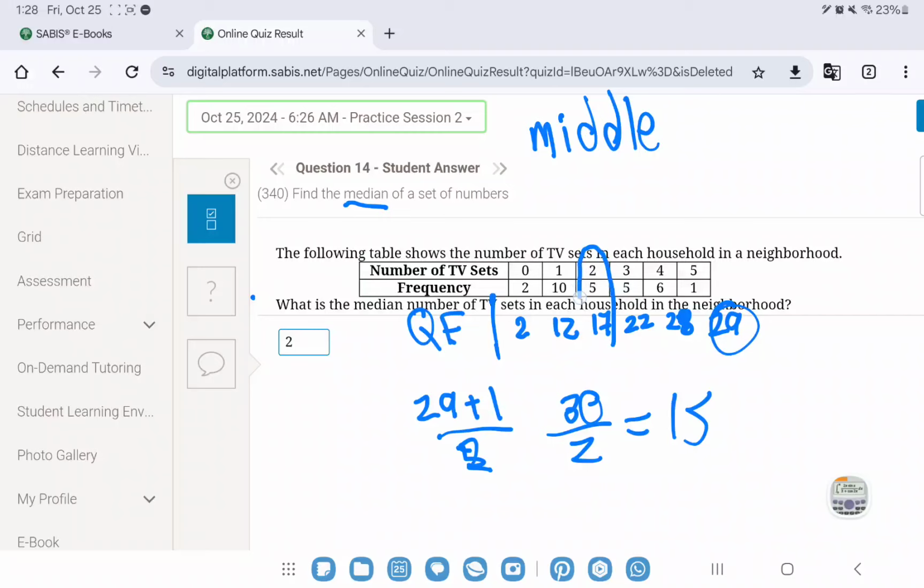So if you can find it in 17, you're gonna circle this. You're gonna look at number of TV sets, 2. This number is the position. So this number isn't your answer. This is the position. Like I said, look at the qualitative frequency that's equal to 15 or bigger than 15, but the one that's closest, biggest. And then you look up to the number of TV sets, 2, and that's your answer. Okay? That's it.